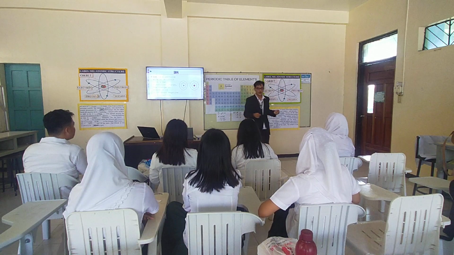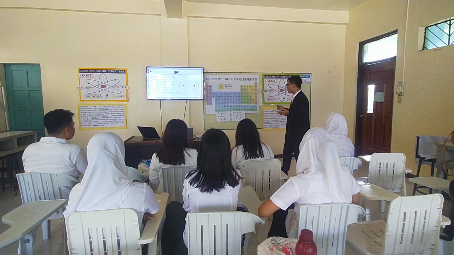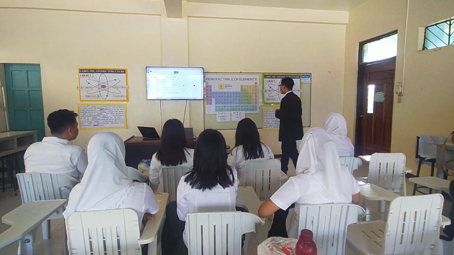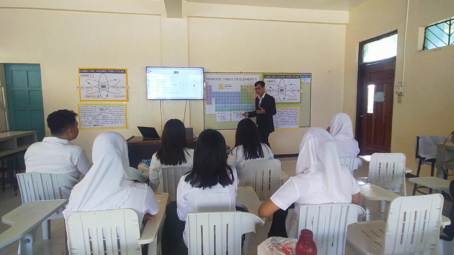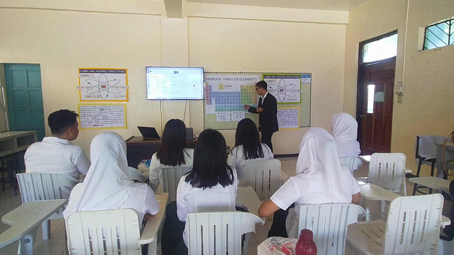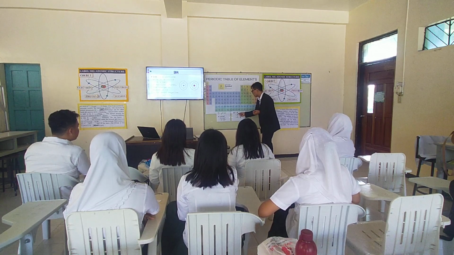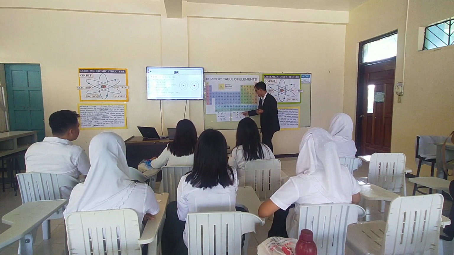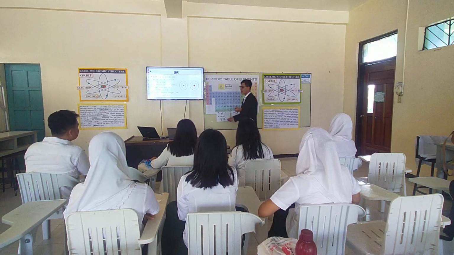How about if we are looking for the neutron of an element? We can get the neutron of a particular element if we subtract the element's atomic number from its mass number. The element's proton, electron, and atomic number. So very good.